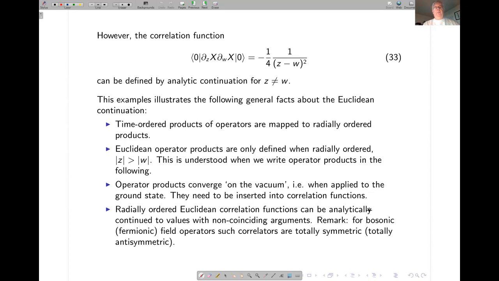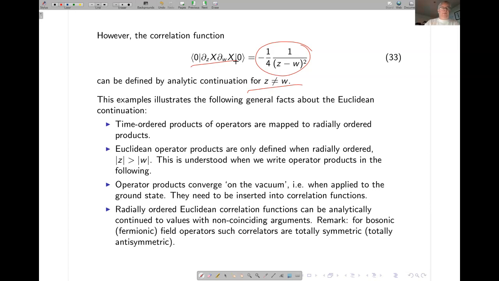But now we observe that the function that we find is in fact defined by analytic continuation for any non-coinciding arguments. Despite that the operator product that we evaluate only made sense, or that the sum only converged, if we had radial ordering of the arguments, by analytic continuation we can define the correlation function for all arguments which are non-coinciding. And this illustrates some general facts about Euclidean correlation functions.